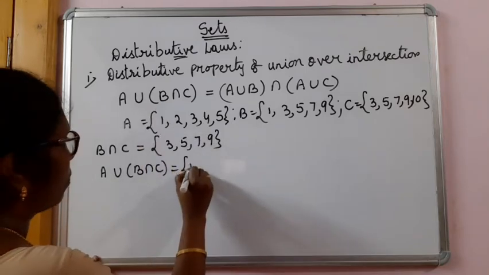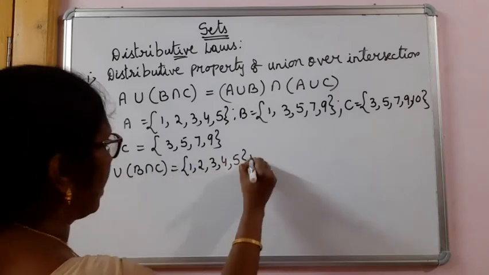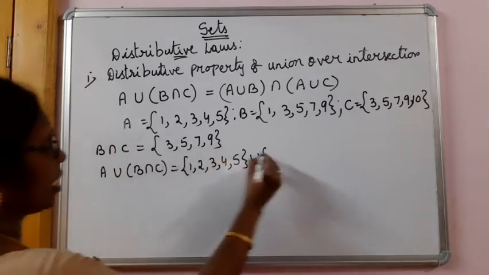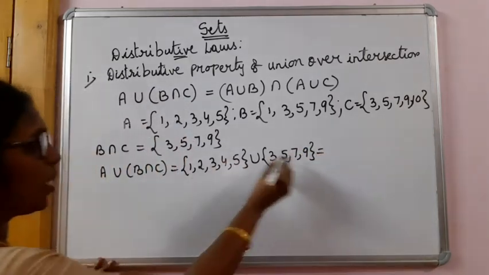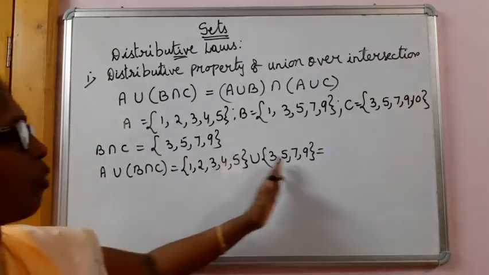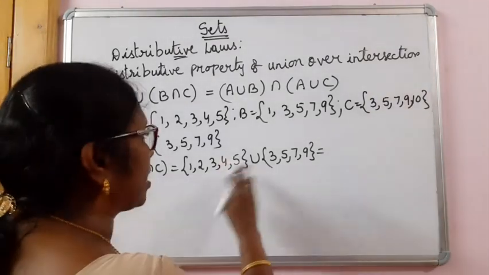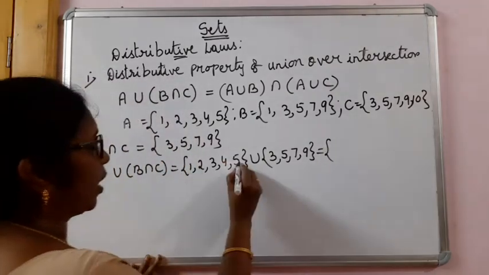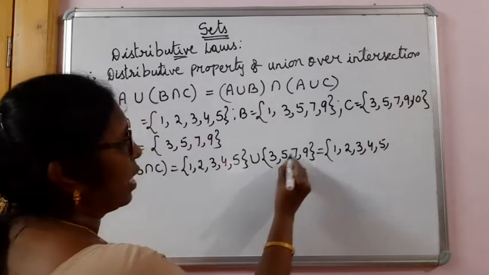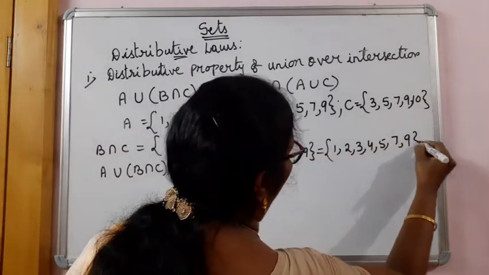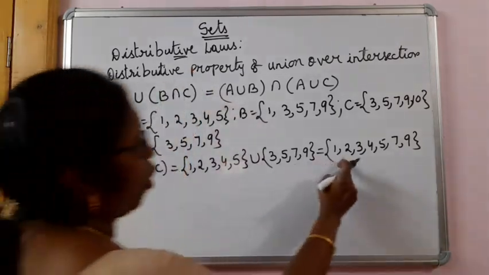In A we have 1, 2, 3, 4, 5. Union B intersection C, we got 3, 5, 7, 9. Now the union of these two means every element of both the sets will be there, whether in one or both. Like here 1, 2, 3, 4, 5 is there. Let me write all the elements: 1, 2, 3, 4, 5, then 7, 9. So for A union (B intersection C), the left hand side, we got this.